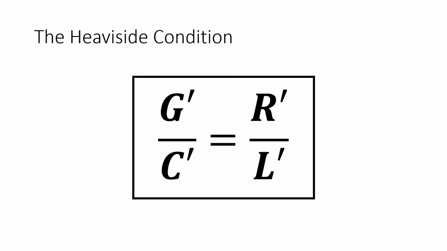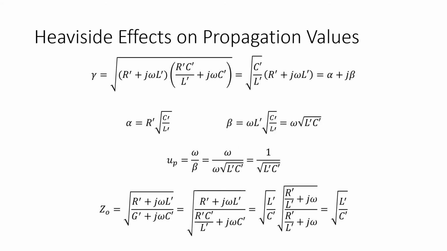Simply put, the Heaviside condition states that in order to achieve distortionless propagation on transmission lines, the ratio of the conductance to capacitance must be equal to the ratio of resistance to inductance per unit length. Now let's see why this works by looking at its effects on the propagation values. When we plug this ratio into these equations, we see that we get a propagation velocity and a characteristic impedance that no longer depends on the frequency of the signal. R prime plus j omega L prime and G prime plus j omega C prime are in phase with each other, so dispersion is eliminated.